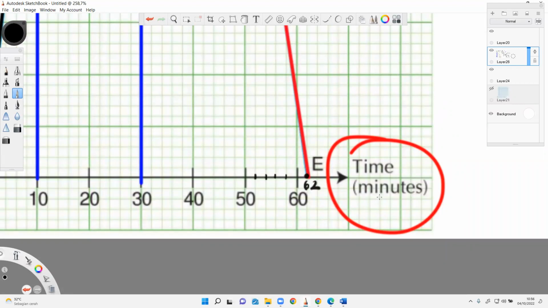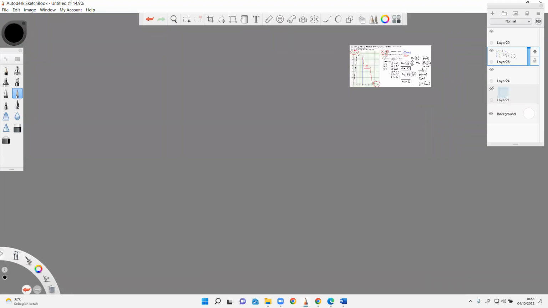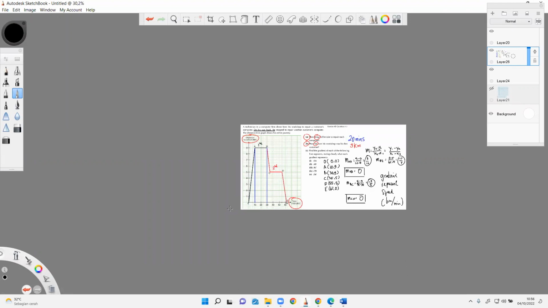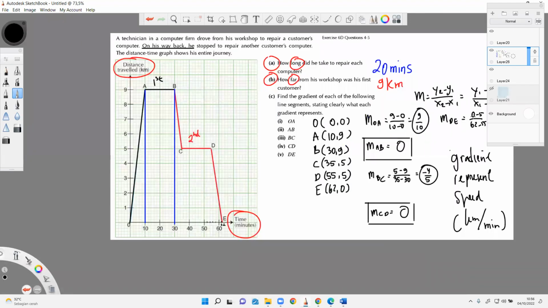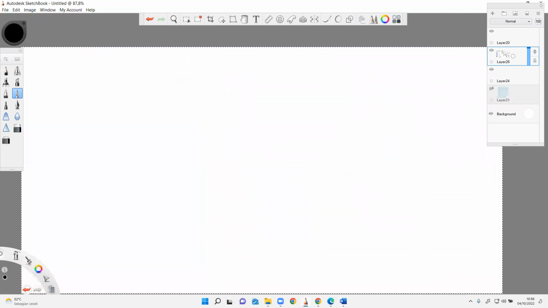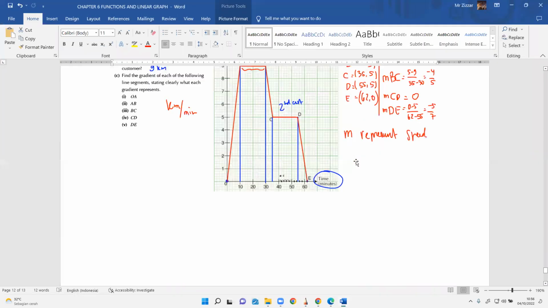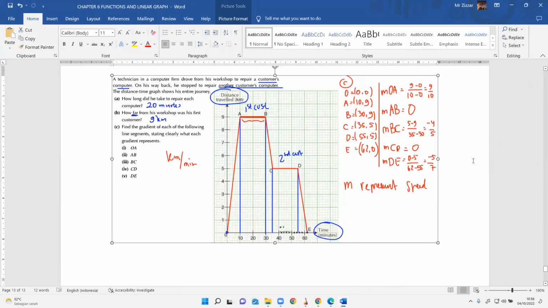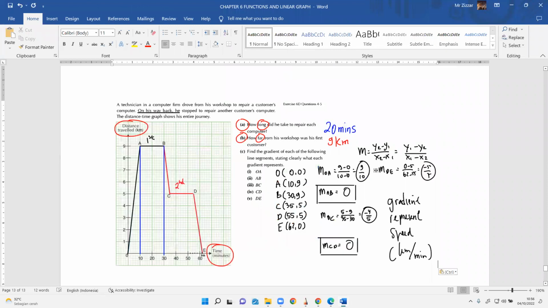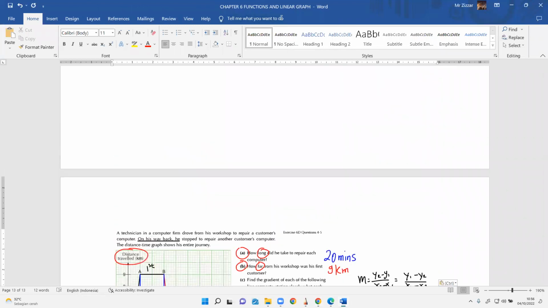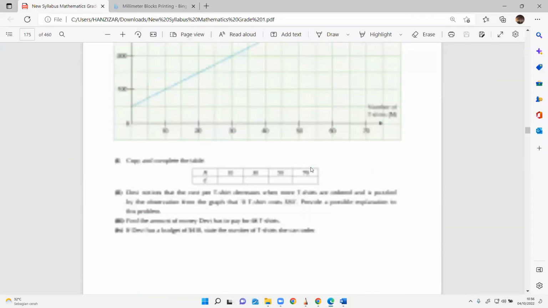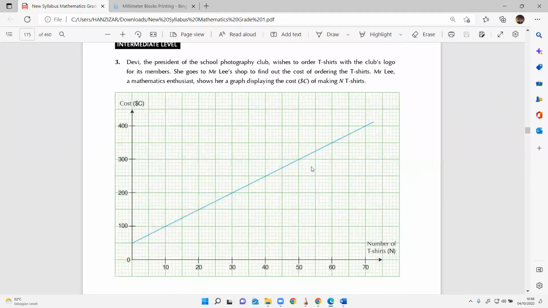Who is still confused? Hello, guys. No one confused? Okay, I have to check whether your understanding has already achieved the minimum requirement or not. I'll give you homework. Homework chapter 6D, number 3, number 4, and number 5. Done.